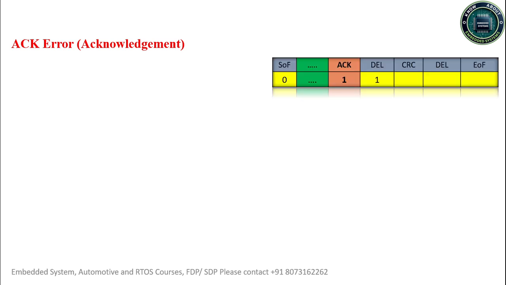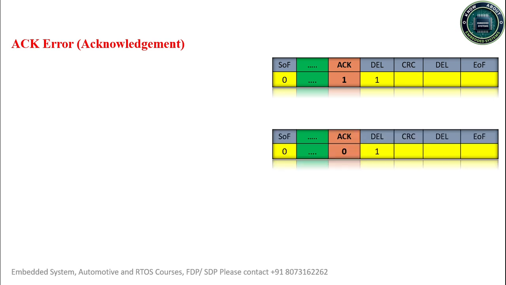Then we have an acknowledgement error. So what do you mean by acknowledgement error? We have to consider 2 scenarios here. This is on the transmitter side. Whenever you transmit any data, the transmitter will transmit the acknowledgement field with a recessive bit. You can see here, this is my transmitter side. From the transmitter side, the acknowledgement bit will be recessive when you are transmitting data.